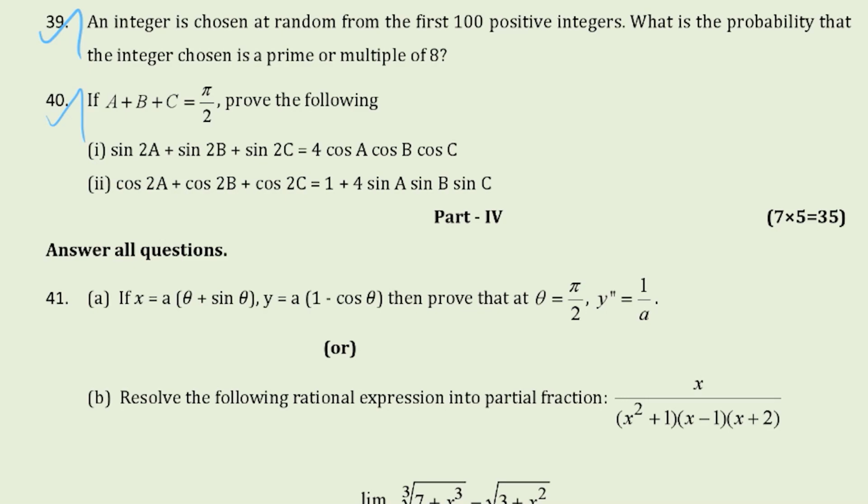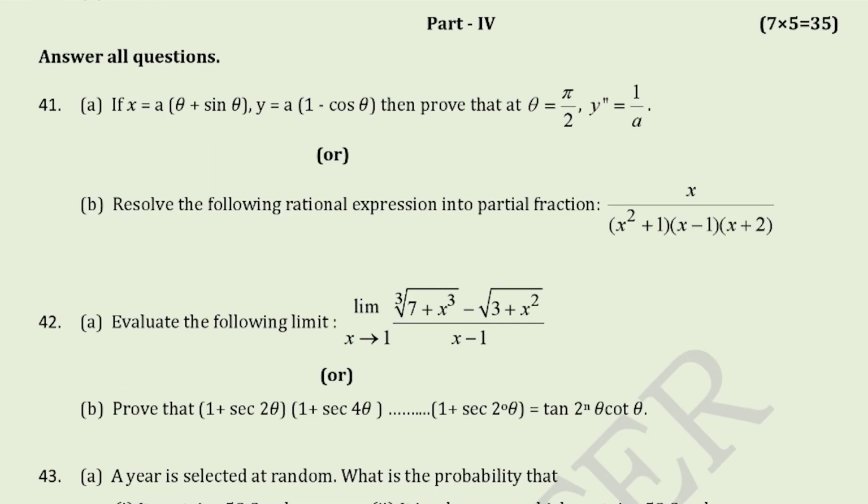If a plus b plus c equal to pi by 2, then we have to prove two subdivisions. First one is sin 2a plus sin 2b plus sin 2c equal to 4 cos a cos b cos c. And the second subdivision is cos 2a plus cos 2b plus cos 2c equal to 1 plus 4 sin a sin b sin c. Next, part 4, the 5 mark section. Totally 7 questions are given.